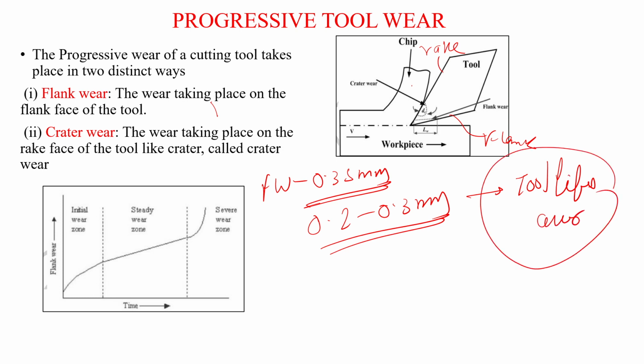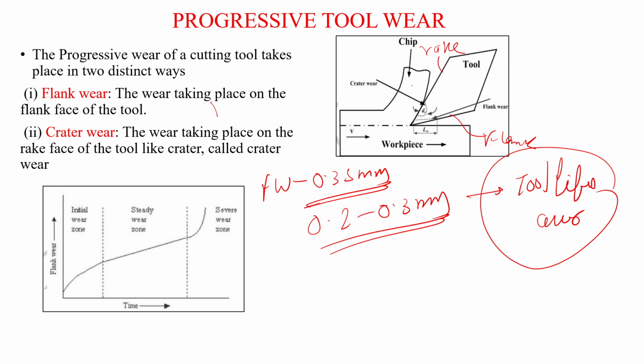This is some standard value which you can find from the reference. However, above this value also the tool can work, but as a standard, if the wear reaches this value, we consider that the tool life is finished, right? And we then don't use that tool. So basically, how does the flank wear work?